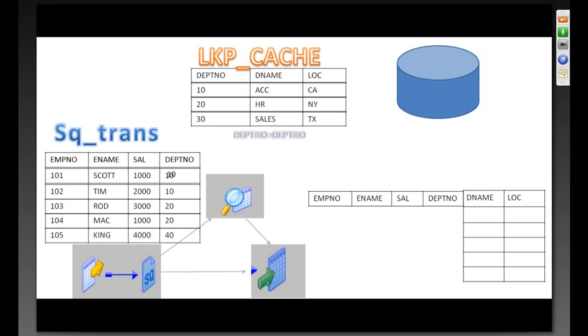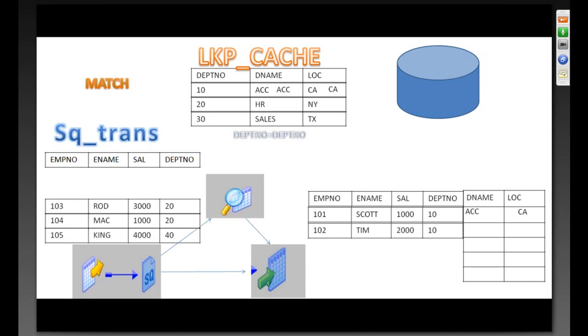So now the first record comes and it will verify the data with the lookup cache. Yes, the match is found. Then it's going to take the associated values from the lookup cache to the target. In the same way, it's going to do this for all the records.